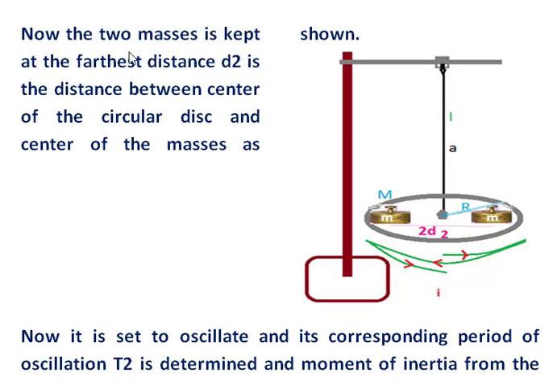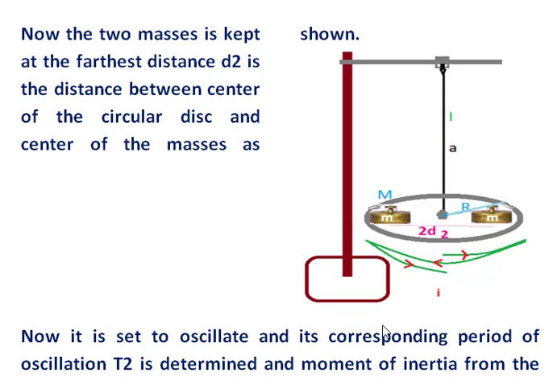Now the two masses, m and m, are kept at the farthest distance d2, that is, the distance between the center of the mass and the axis of the wire is d2, and another d2 from the center of the wire to the center of the other mass. So the distance between the two masses is 2d2.